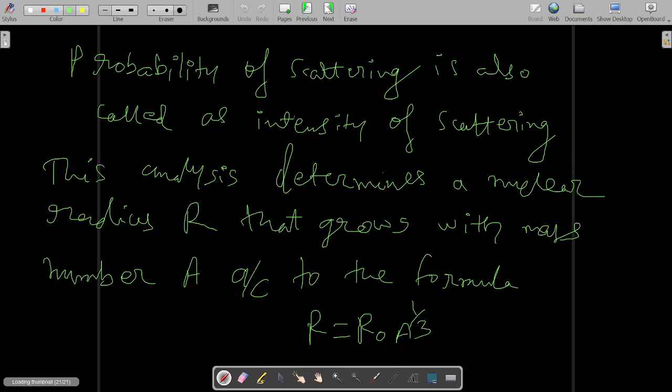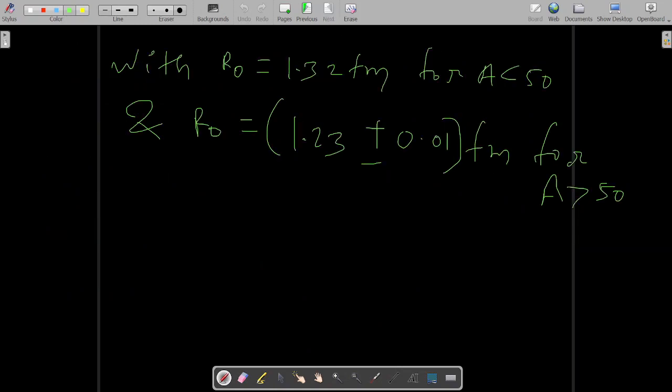So let's understand this. This analysis determines a nuclear radius R that grows with mass number A according to the formula. This is self-explanatory, with R naught equal to this for A smaller than 50, and R naught equal to this for A greater than 50. Now the Coulomb energies of mirror nuclei we will do in the next class.